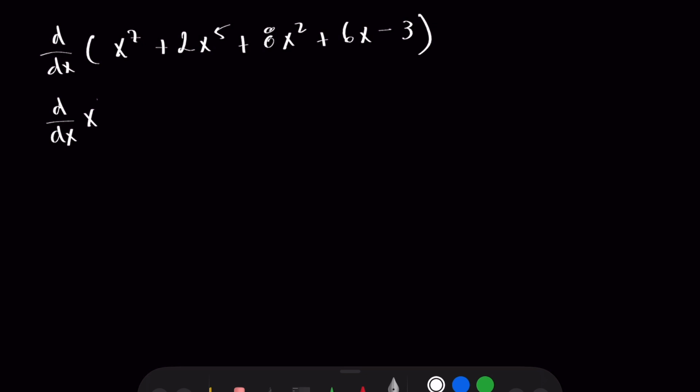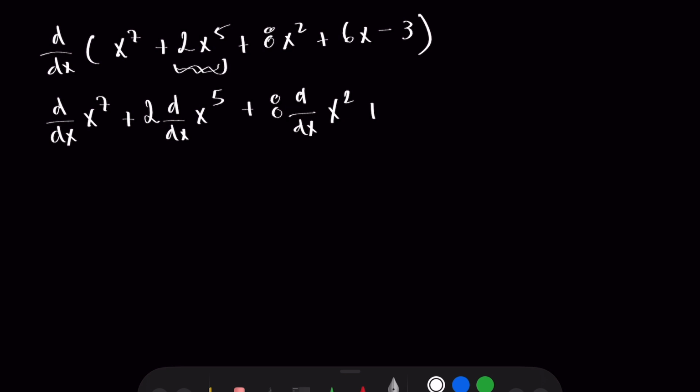So the first one is the derivative of x to the power of 7. Then we have 2x to the fifth. But I know that using the constant multiple rule, I can factor out that 2 and then take the derivative of just the variable with its exponent. So that is x to the fifth power. Then I have 8 that I can factor out and then take the derivative of x squared. I can then take out the 6 and take the derivative of the single variable x here, and then take the derivative of just the number 3. So now I can take the derivative of every single term here.